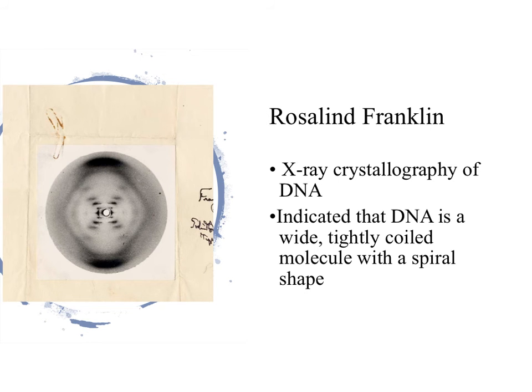So Rosalind Franklin was interested in figuring out what DNA looks like, so what's the structure. And DNA is small, right? We can't see it. She used a technique called X-ray crystallography. And so she would send X-rays at DNA and look at what pattern they would make. And so this is her famous photo. And it took her a year to analyze this photo and figure out what it means. Okay. So what she figured out from this photo is DNA is wide, it's tightly coiled, and it has this spiral shape to it. Okay.